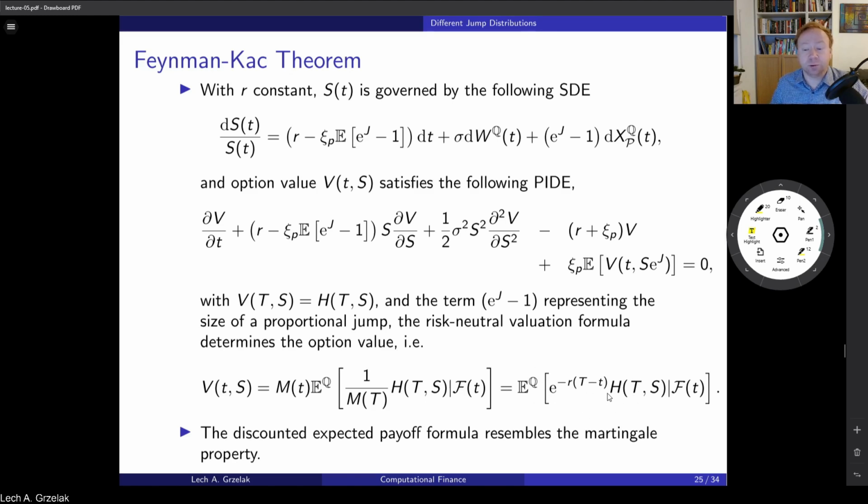So you just discount the value of your future payoff. You discount the value of your future payoff to today, and that would also give you the price of a derivative today. Anything to add?